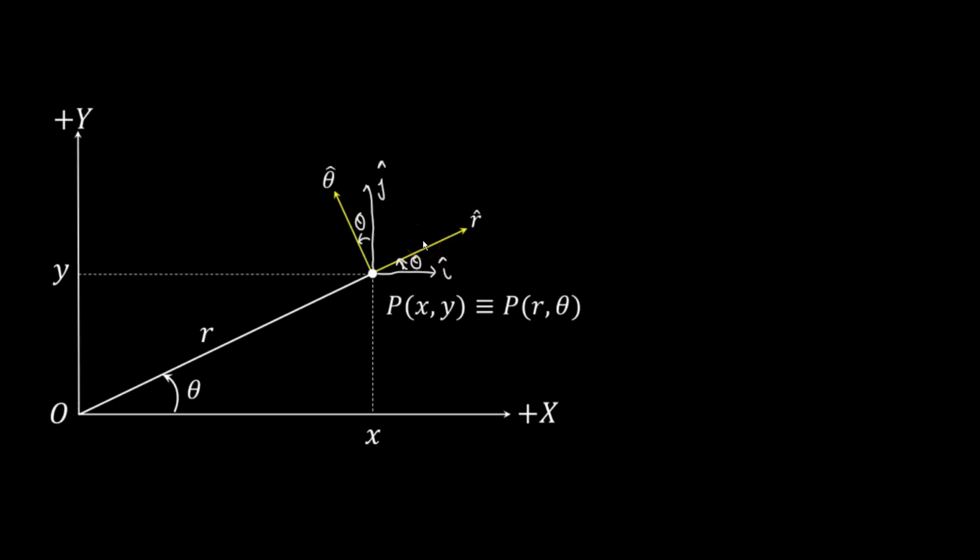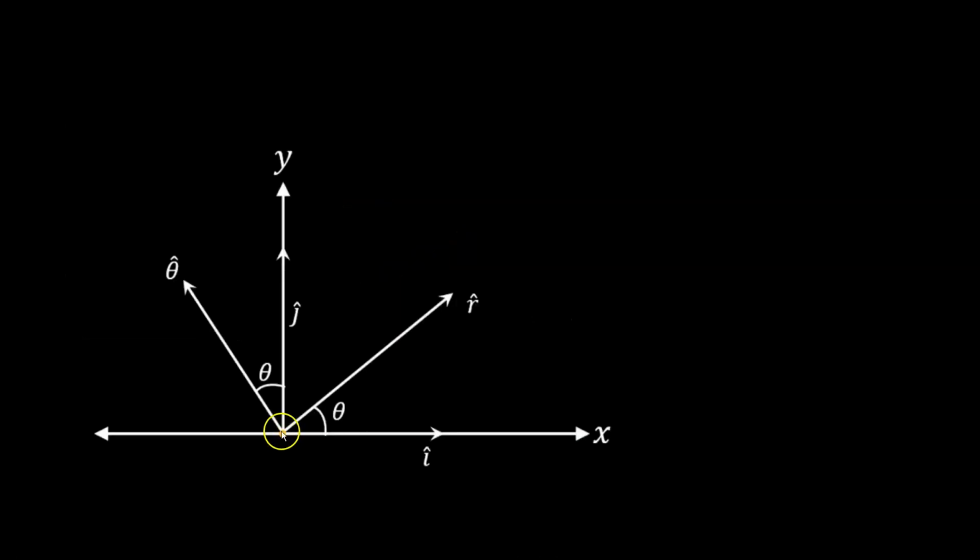As we are dealing with vectors, this transformation from i cap j cap to r cap theta cap is going to involve a few steps. So let's try that out. So this particular point is point P. Now let's start with that.